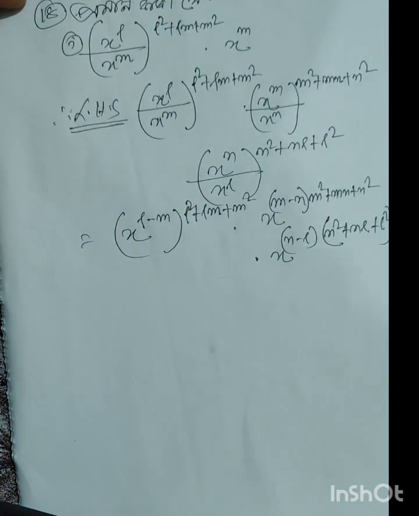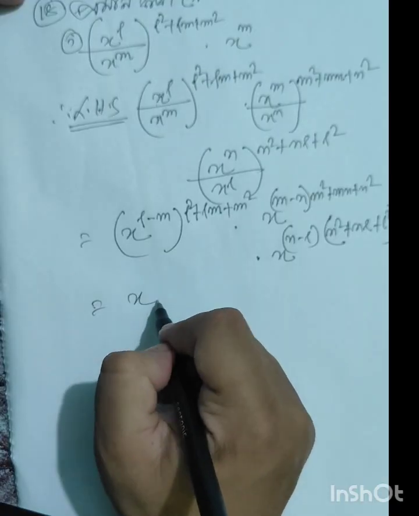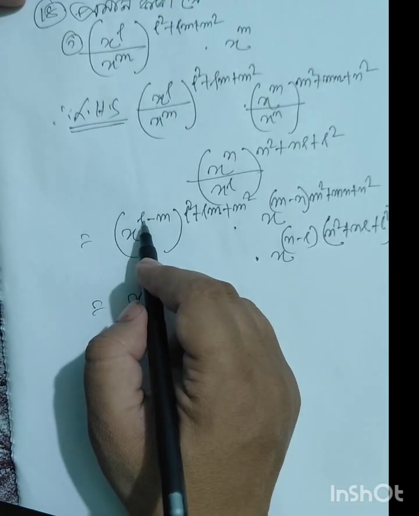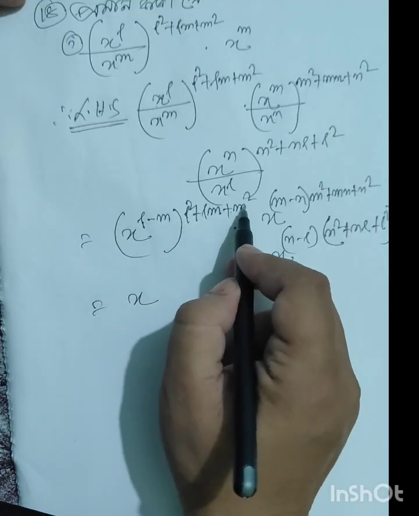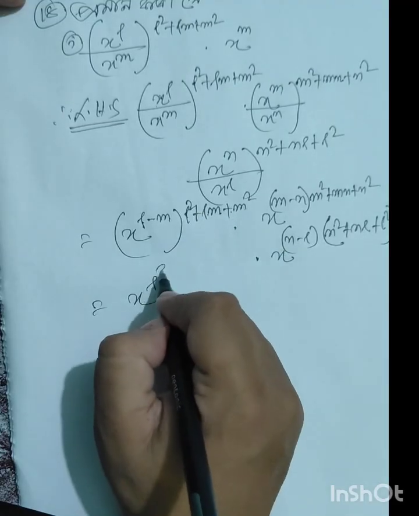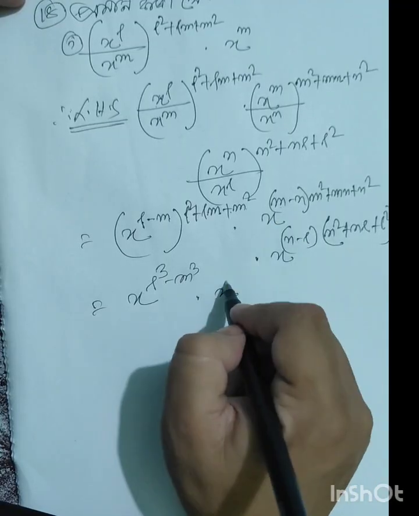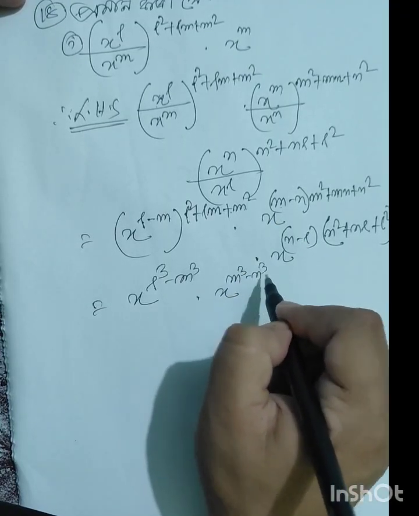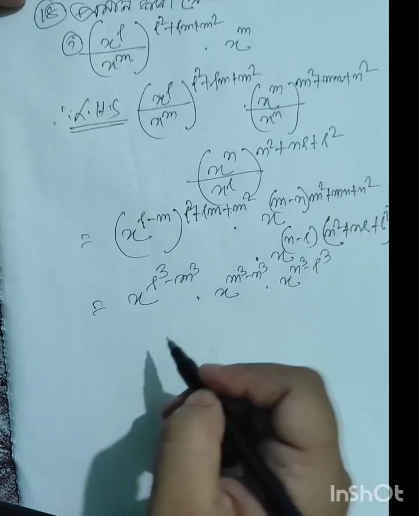Now from this, x to the power l minus m and l square plus lm plus m square means we write l cube minus m cube. From this we write m cube minus n cube. From this we write x to the power n cube minus l cube.